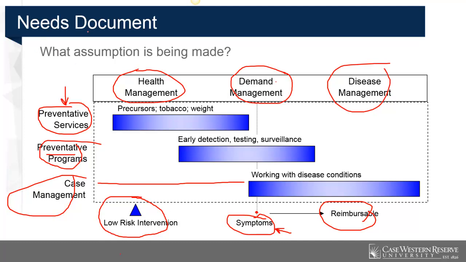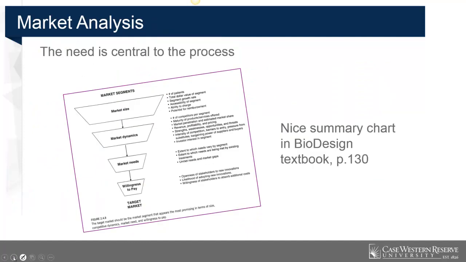So the assumption most often made in a lot of biodesign is that we're going to focus on post-symptom reimbursable devices. And in our previous segment, we talked about context. So what I'd like to suggest here is that a more contemporary view of biodesign would be that it's not necessarily a post-symptom world we're living in, that in fact we could be looking at the low-risk side, which involves preventative services.